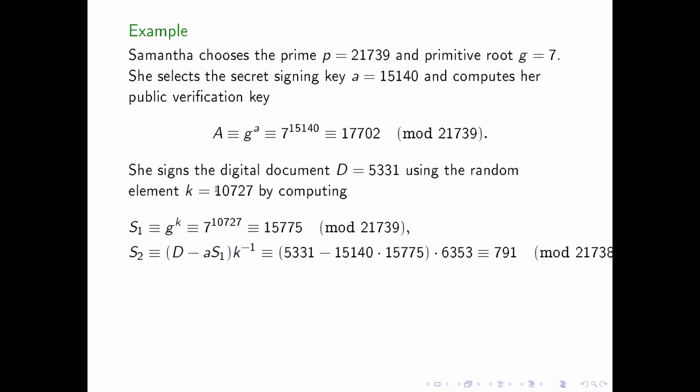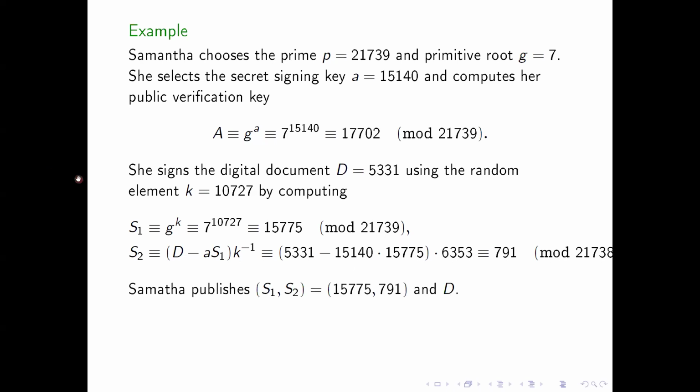So first she has to come here and say, when I have this 10,727, what is its inverse mod P minus 1, which happens to equal 6,353. So that's what K inverse is. She already has A, she has D, and she has S1 already previously calculated. So now with all these numbers, she just has to do the calculations in order. She gets 791, again, mod P minus 1. That's the key thing. They're different mods, and you got to keep track of which one's which. I don't have any good tricks on that.